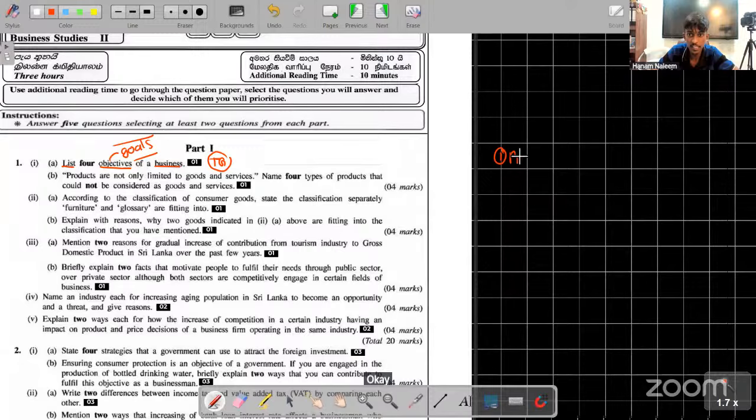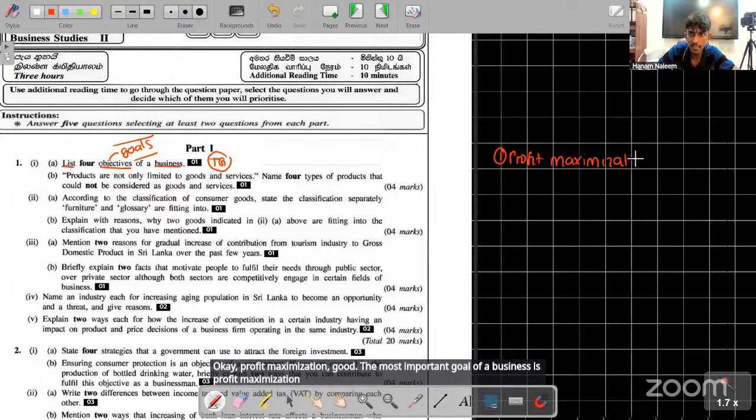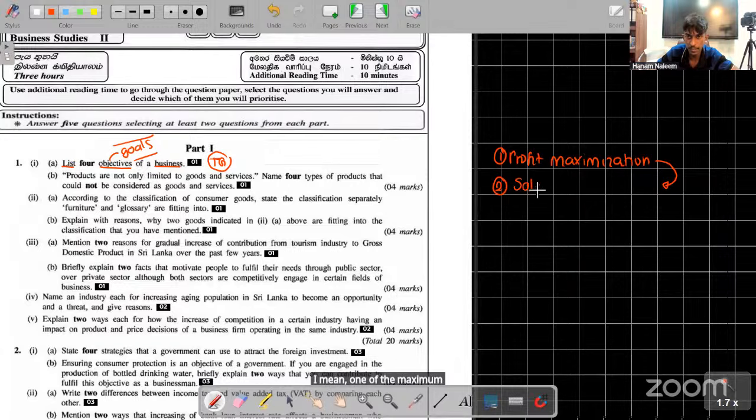Okay, profit maximization. Good. The most important goal of a business is profit maximization. If you want to maximize the profit, what you have to increase? This is also another goal of a business. What do we maximize? Good, smart fellows. Okay, we have to maximize the sales.